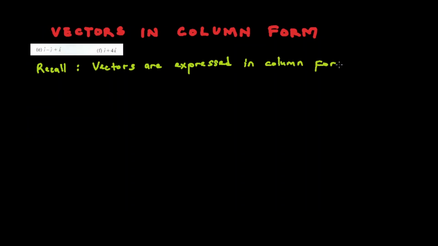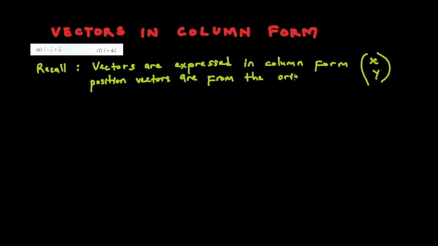And kana tichiti column form, tiri kureva kuti anga kadai so x, y. Saka since tiri interested nema position vectors, tinoziva kuti ma position vectors, what happens with them? Position vectors, they are from the true origin, kana ngoti origin, and we know kuti origin then the 0, 0.